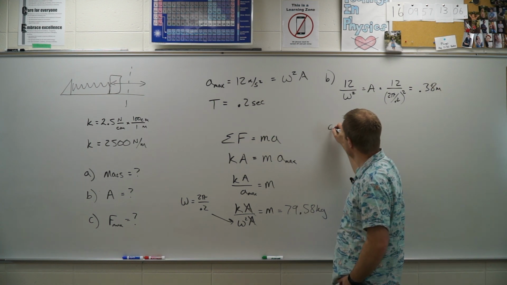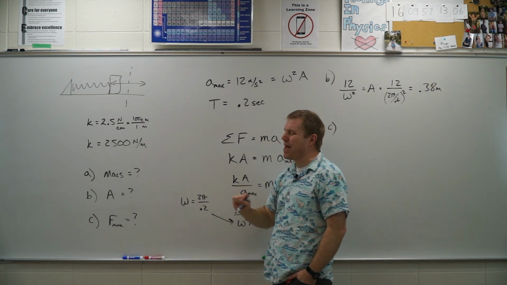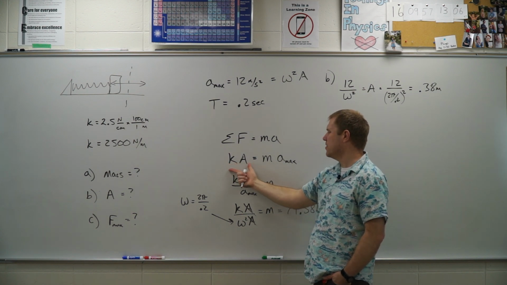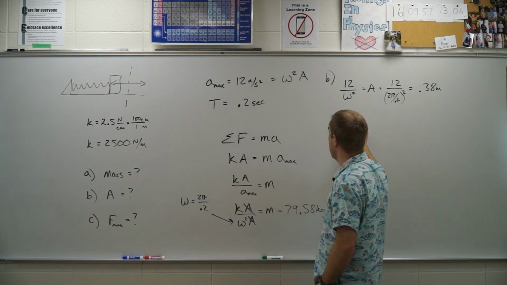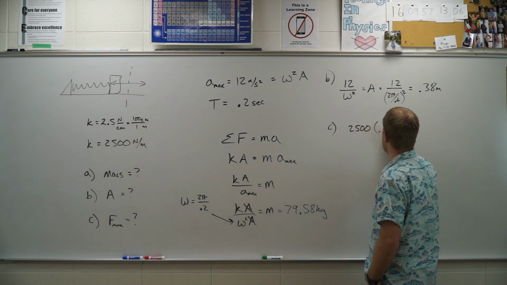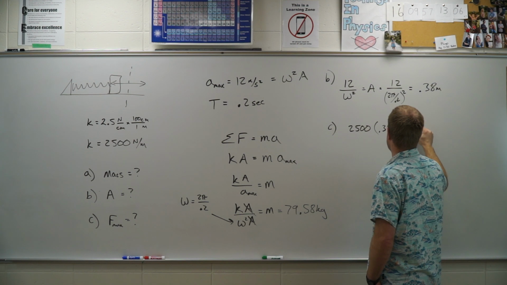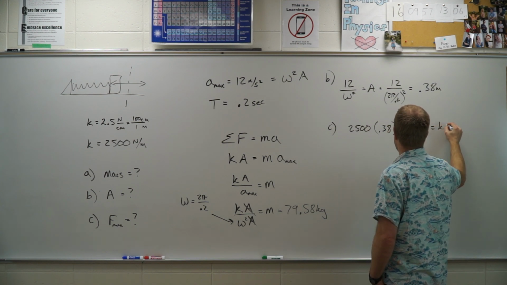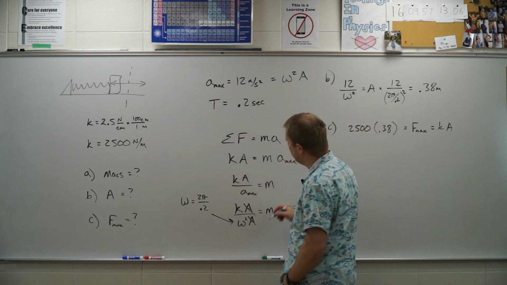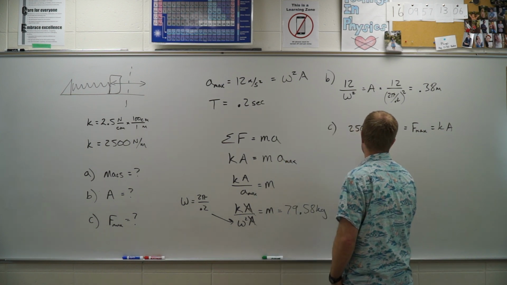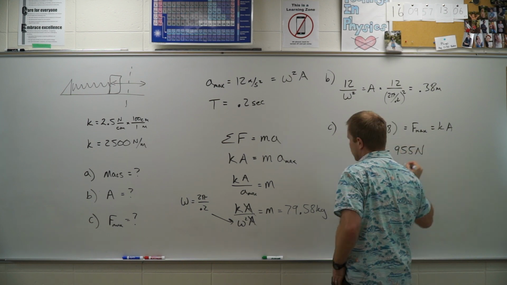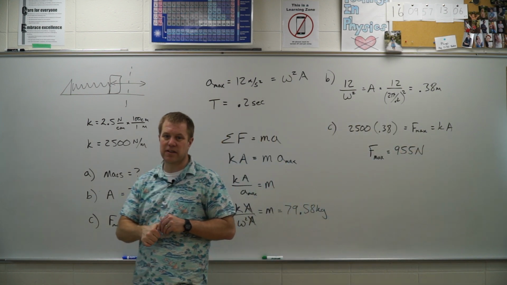Part C wants me to find the maximum force it experiences, so that's basically our kA value here. All I need to do then is take my 2500 times that 0.38. That will tell me my maximum force, which is k times A. Plugging that in, I end up with a maximum force of 955 newtons exerted there.